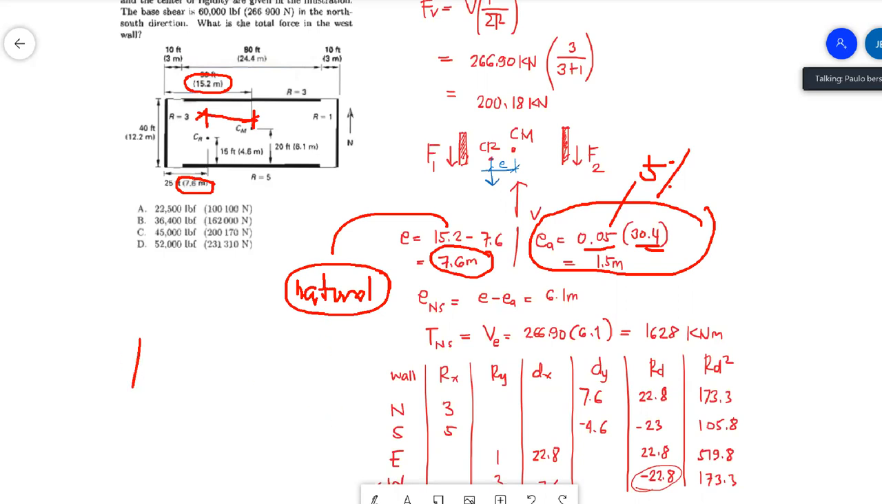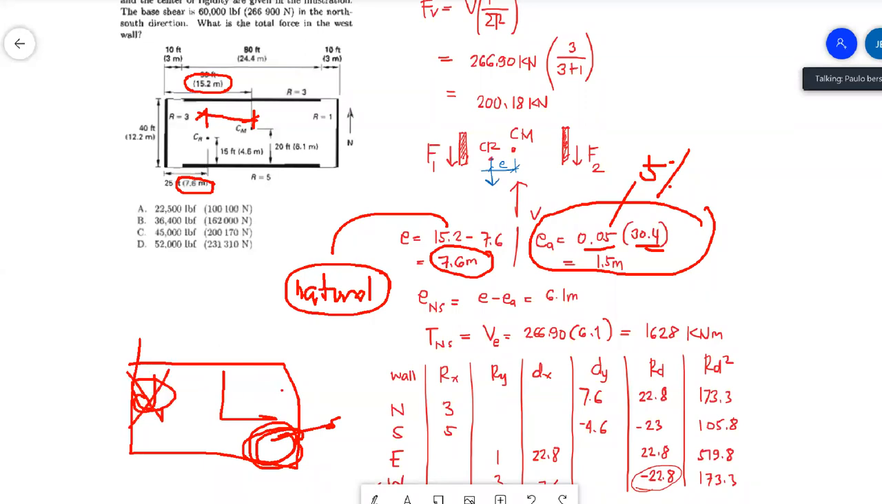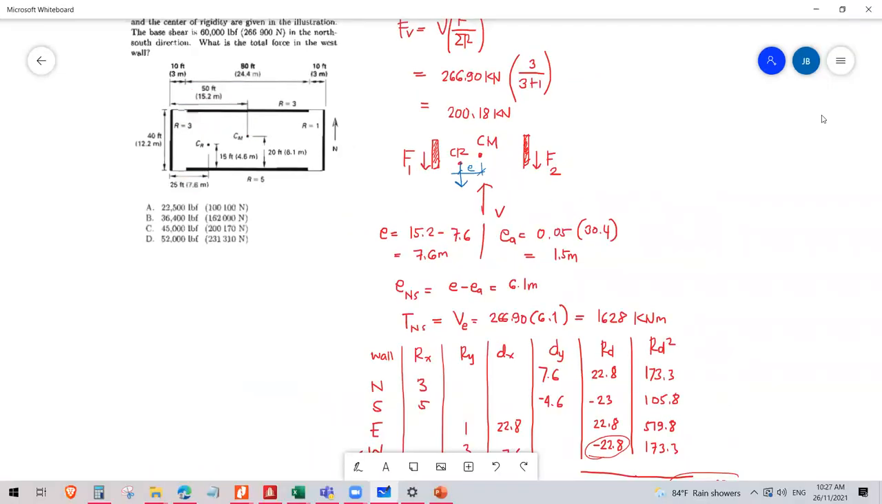Eh, what if in reality, biglang sinabi ni client, gawin kong storage area to. So, mas mabigat dito. Tapos, during the construction, or I mean after the construction, dito may tiles, dito wala. Walang tiles dito. So iba na yung distribution ng mass mo dyan. That's it. Yun yung mga accidental torsion na tinatawag. Kasi in reality, hindi naman talaga nangyayari yung mismong design criteria mo. May mga glitches dyan na hindi natutupad, hindi nasa-satisfy in real world.